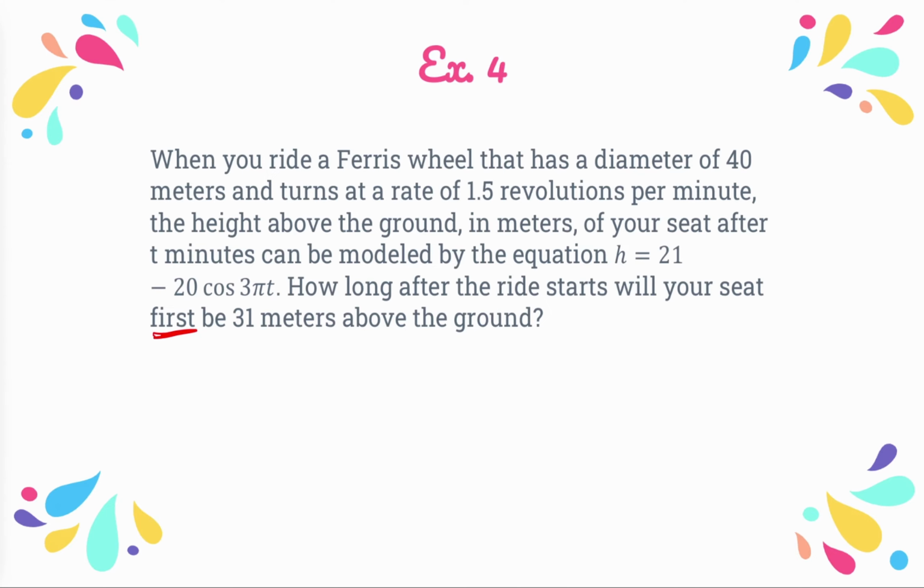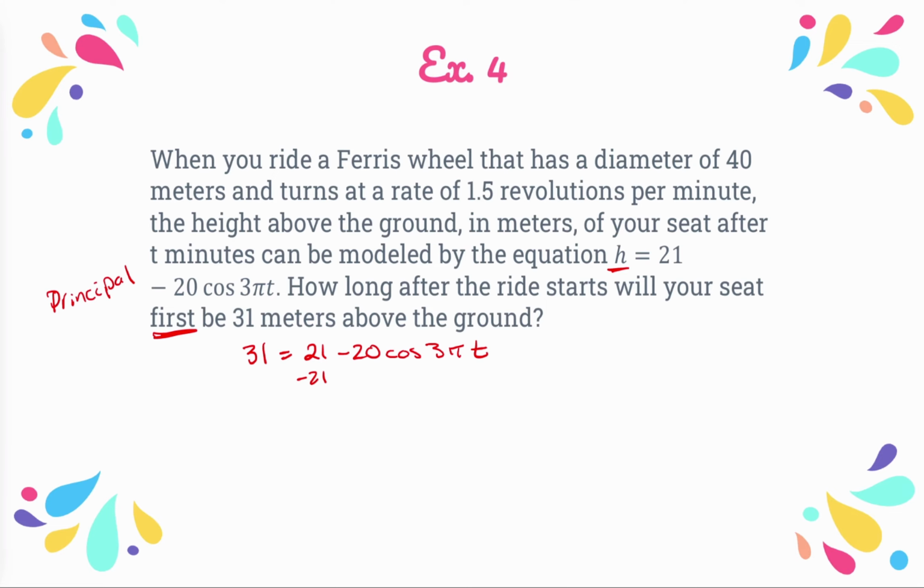So the word first means we're looking for the principal value. The principal value will be the first time it happens. So h is your height above the ground. So set h equal to 31. 21 minus 20 cosine 3 pi t. And we want to solve for t.